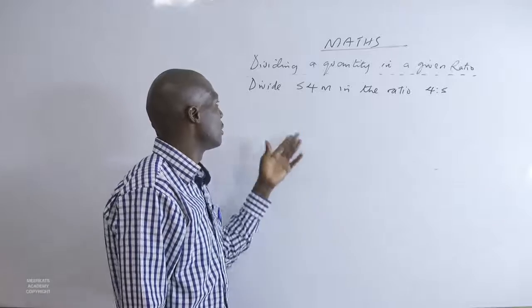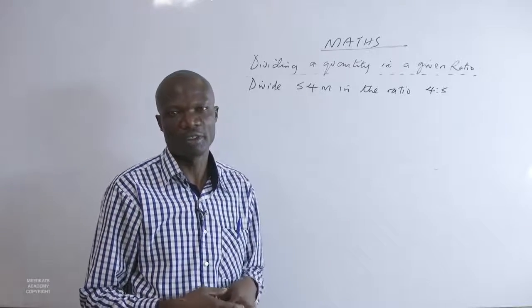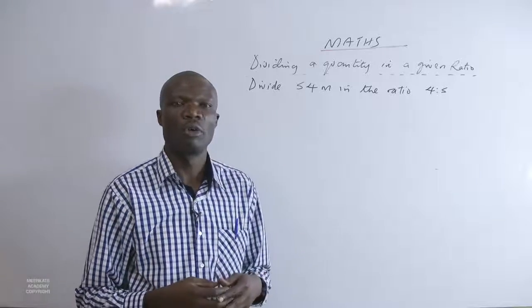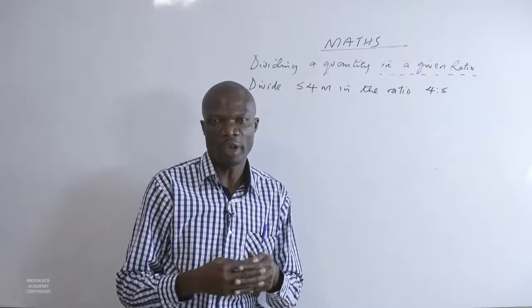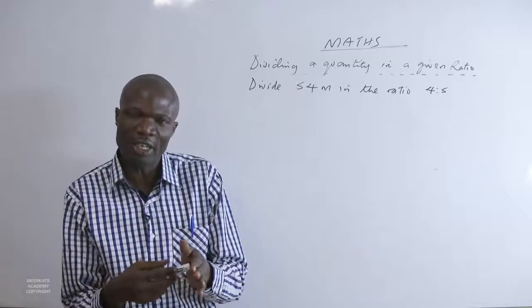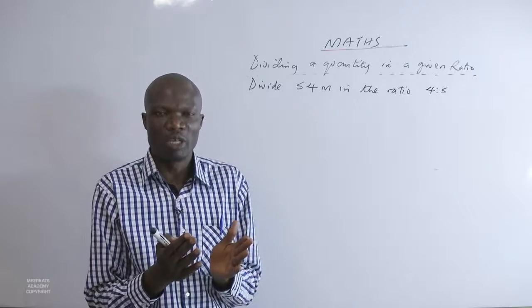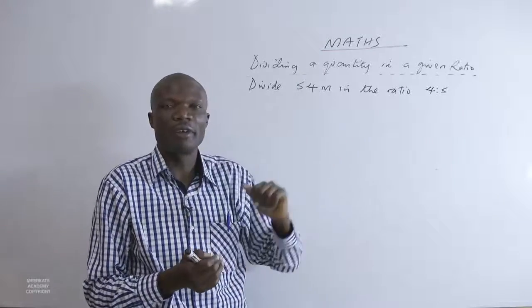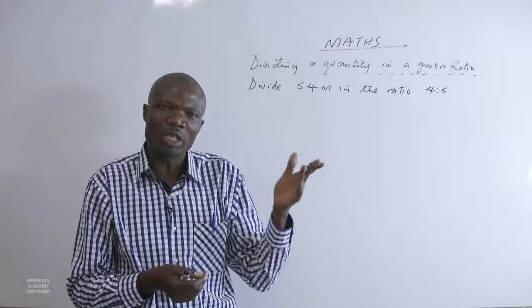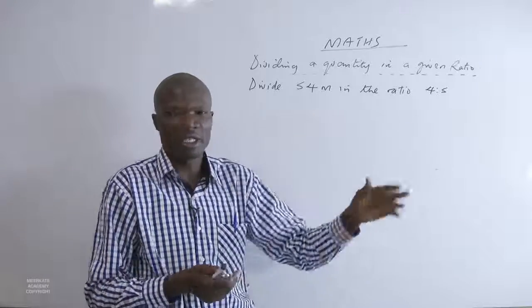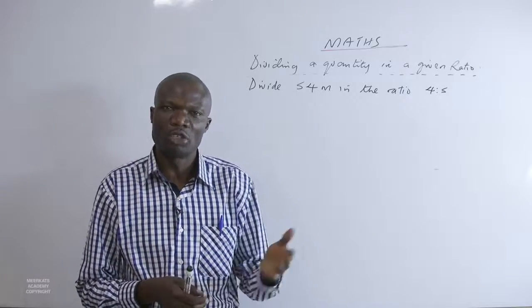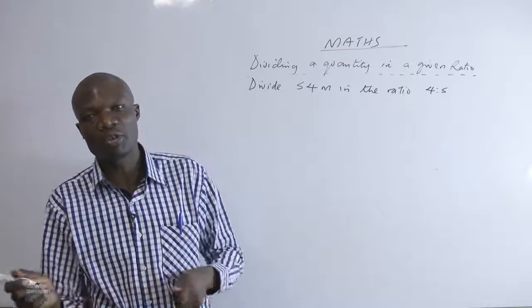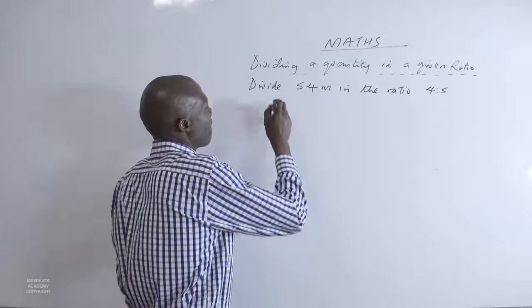Divide 54 meters in the ratio 4 to 5. In other words, they are asking us what will be the length of the part formed by the first ratio, and what is the length of the part formed by the second. To approach this question, we shall start by using the first method. We call it the unitary method.